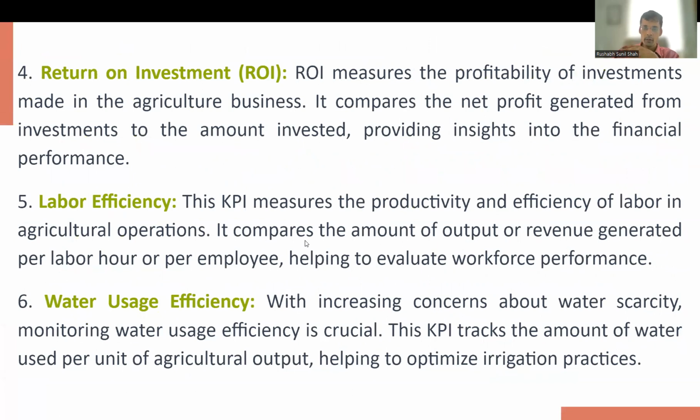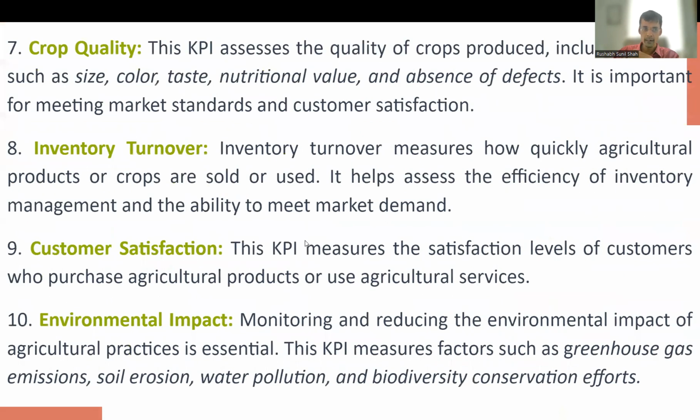Return on investment: what you have invested and what return you are receiving. The efficiency of labor can be based on payroll and the time card. Water usage efficiency: water is the key expense in agriculture and farming industries, so you need to ensure that the usage of water is efficient and the expenses are recorded in a correct manner. You need to look into the crop quality, and the next is inventory turnover, which helps to reduce the waste of inventory and ensures proper use of it.